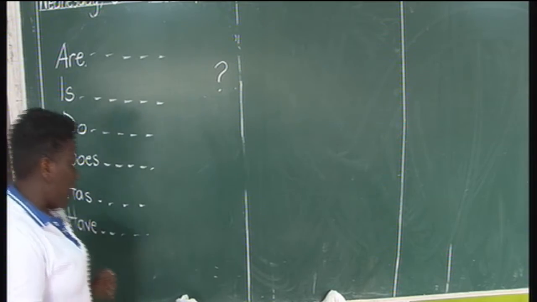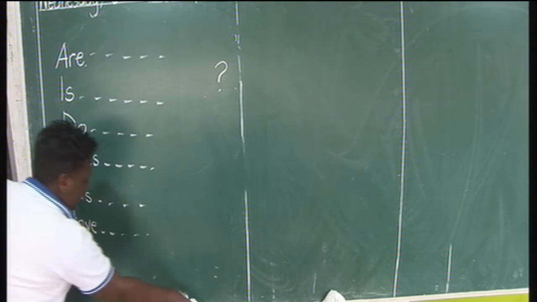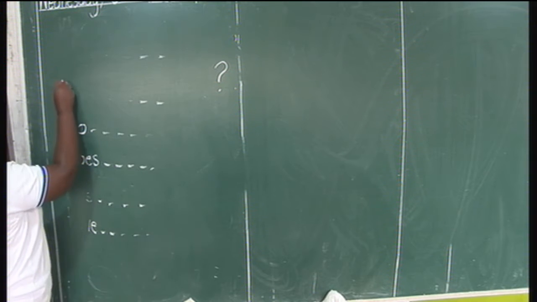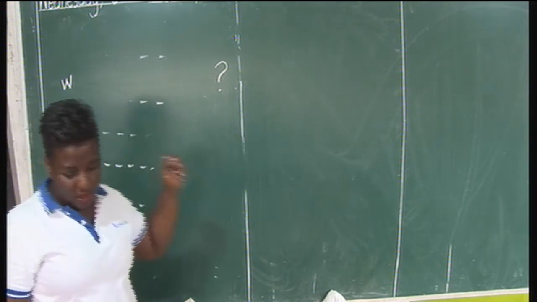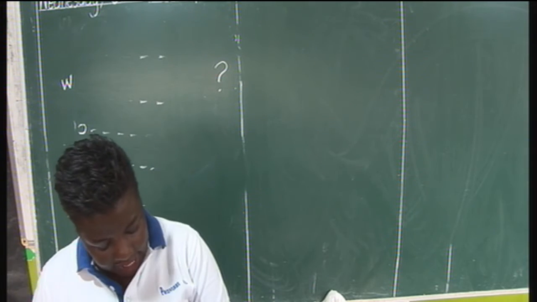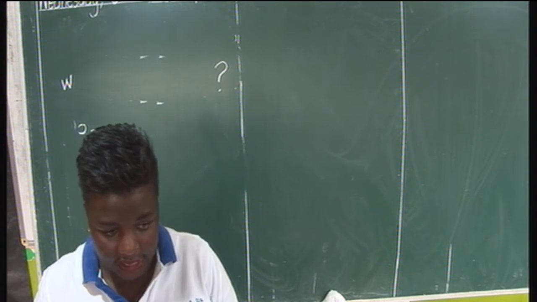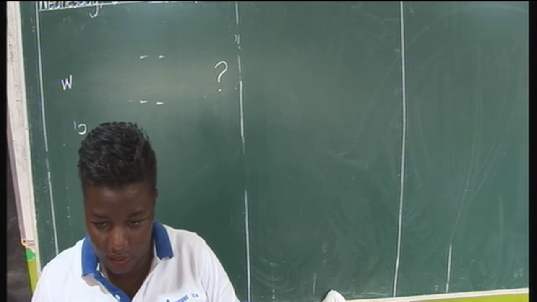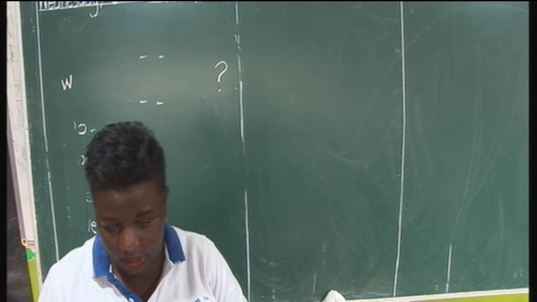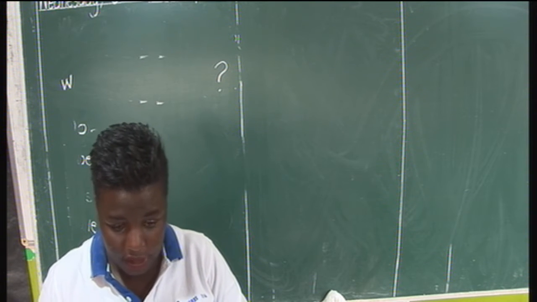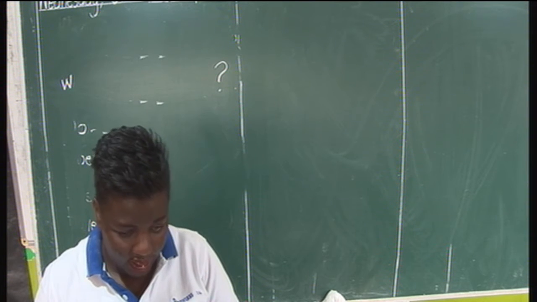But when you begin with a small w, then you will not get the answer right. When you say what is your name with a small w, then it's wrong. It must be a capital letter. Number 2, dash old are you? I'm waiting for the answer. How old are you? Oh, that's not yours, Teresa. I'm looking for someone else to answer.